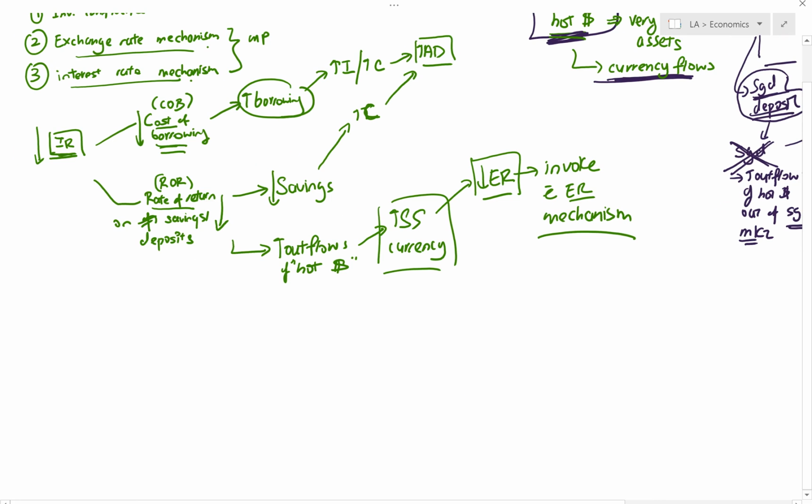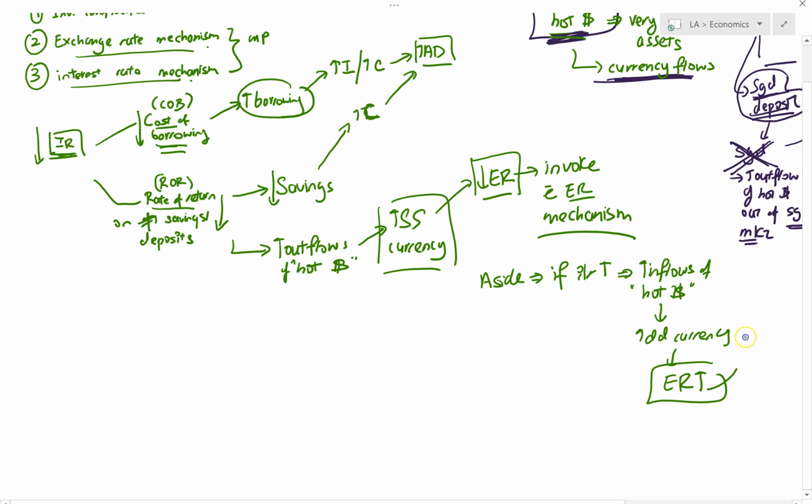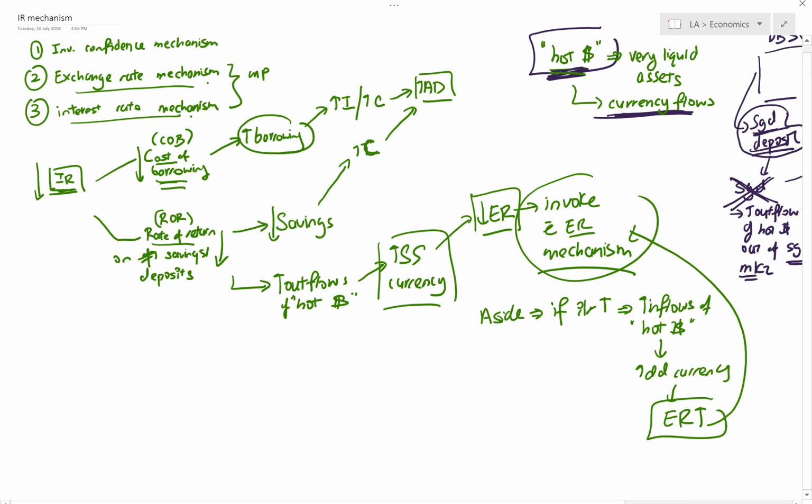So another rule of thumb is that if interest rate goes up, let me write here aside, you will say that there will be an increase in inflows of hot money. Inflows affect demand of currency, so it leads to an increase in demand of the currency, and the exchange rate will appreciate. Then after that you invoke the exchange rate mechanism again, which is in the other video. So effectively, this is what interest rate is all about.